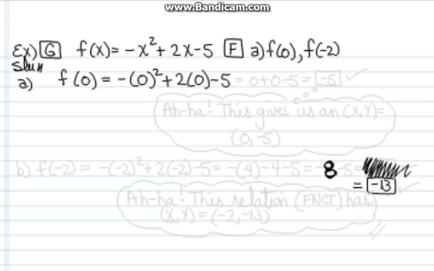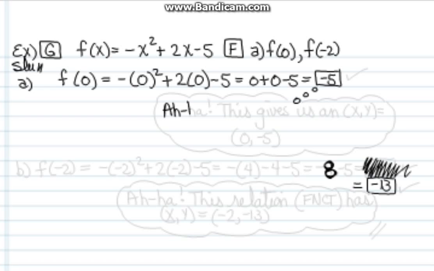Okay, let's simplify. 0 to the second power is just 0, so we've got a negative 0, which is 0. So it's 0 plus 0 minus 5, which is equal to negative 5. So we just found that f of 0 is equal to negative 5. And that is all they asked for. They did not ask for anything more.